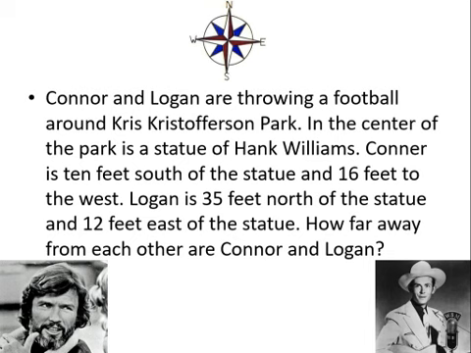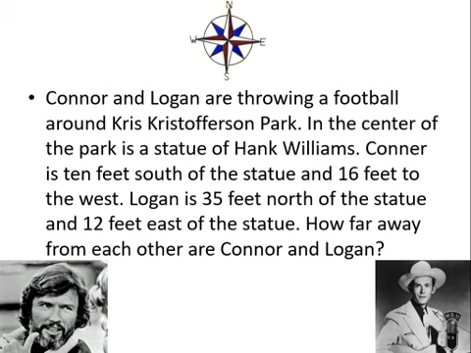So we'd have Connor first. He's 10 feet south of the statue, meaning we're moving down 10, so negative 10 for the Y, and 16 to the west. West is also negative, so that means his point would be negative 16, negative 10. East-west is named first. That's the X value.